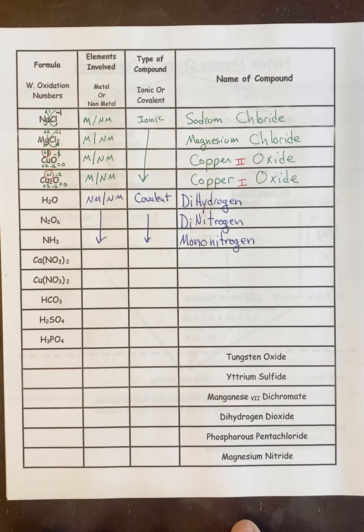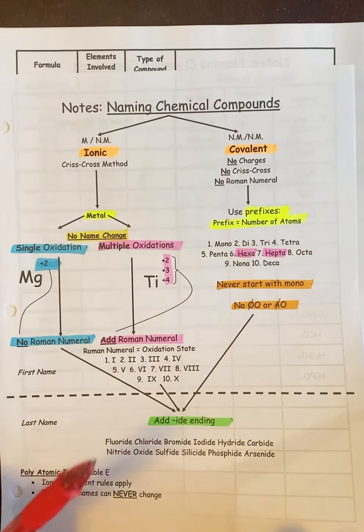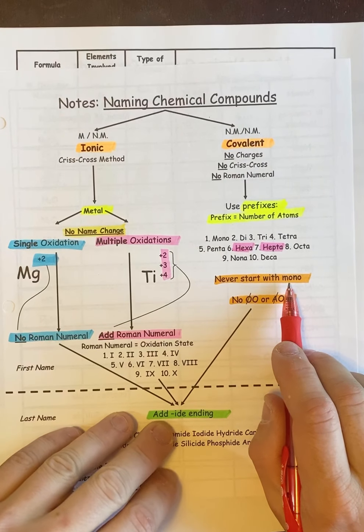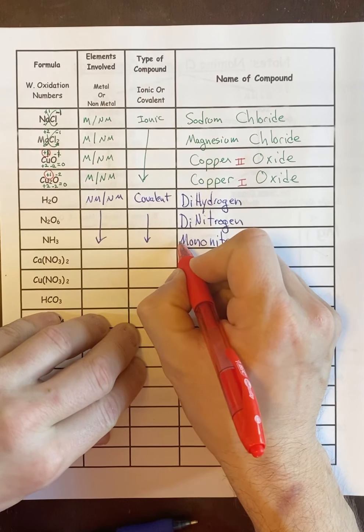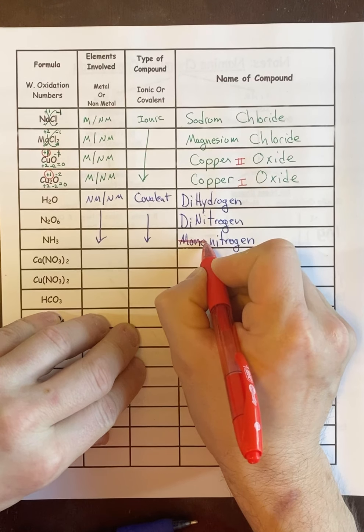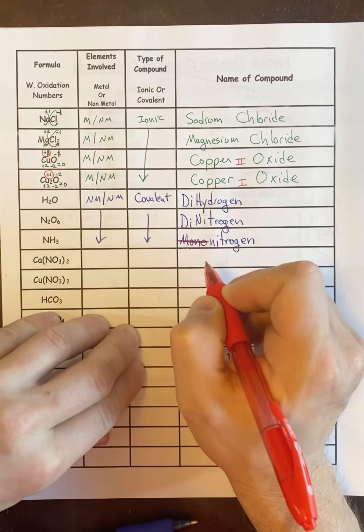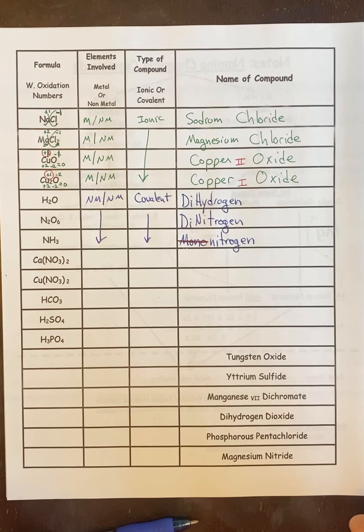And for this next one, there's just one problem. You never start with mono. So that's this part. You never start with 1. I don't know why they decided to do this. I happen to not agree with it. I think if you're going to stick to the rules, you might as well just stick to the rules. But you never start with mono. So if there's 1 nitrogen, you just say nitrogen. It's that simple.